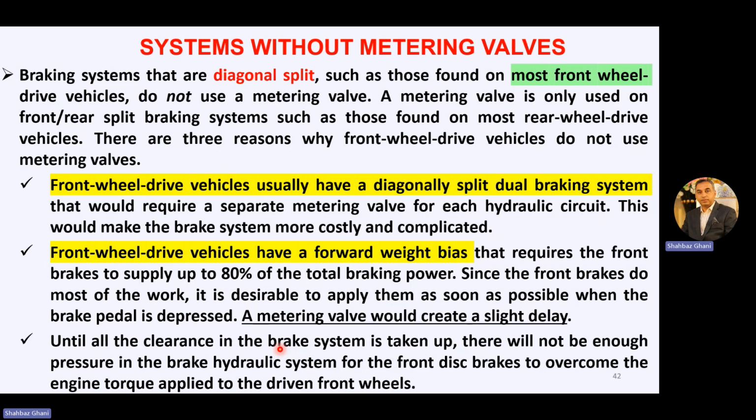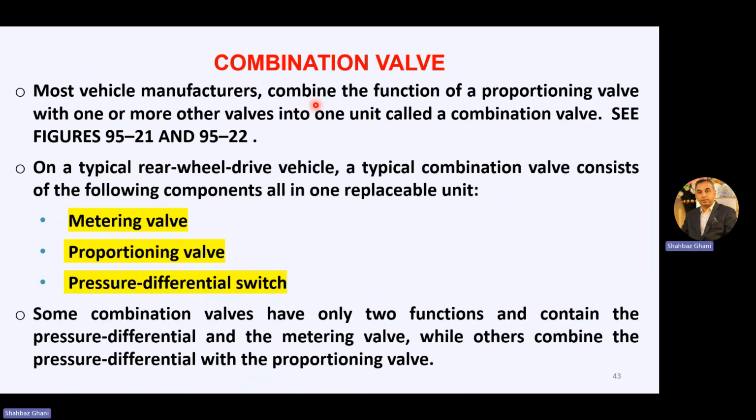The third reason is that until all the clearances in the brake system are taken up, there will not be enough pressure in the brake hydraulic system for the front disc brakes to overcome the engine torque applied to the driven front wheels. So that's why we do not use a metering valve in front-wheel drive vehicles with a diagonally split system.